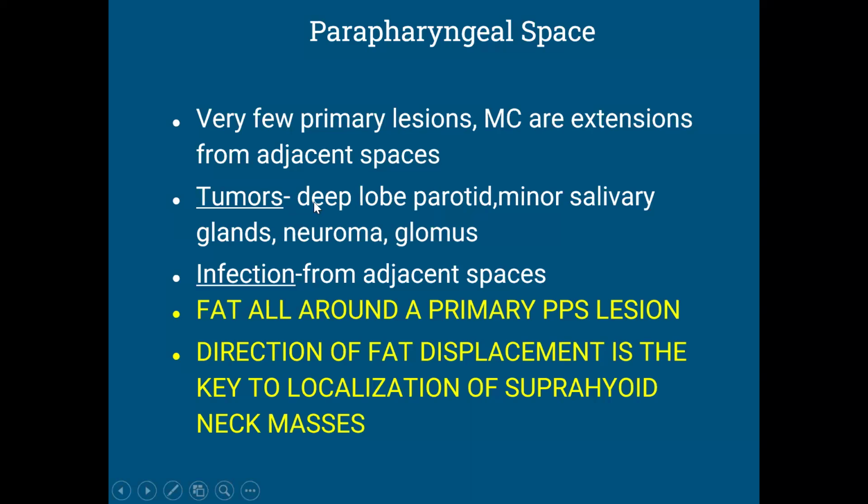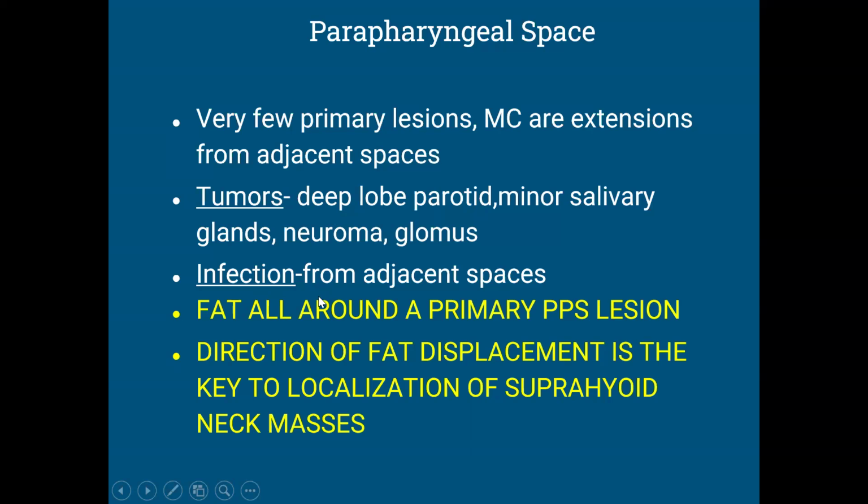Various pathologies which can involve the parapharyngeal space include tumors originating from the deep lobe of the parotid, or from the minor salivary glands, neuromas or glomus tumors. Also, we can have infections from adjacent spaces involving the parapharyngeal fat space. So, as we have seen, there are very few primary lesions in this space.